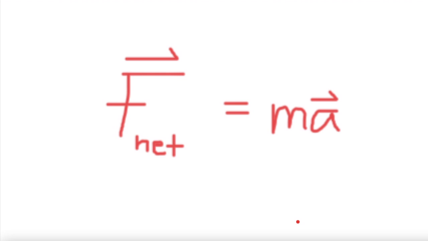An object at rest will stay at rest when there is no net force, so there's no acceleration. As well, when an object is in motion, the forces cancel out, so there's no acceleration and the object stays at constant velocity. Here we have the force of the push minus the force of the friction, which we'll see in a minute.